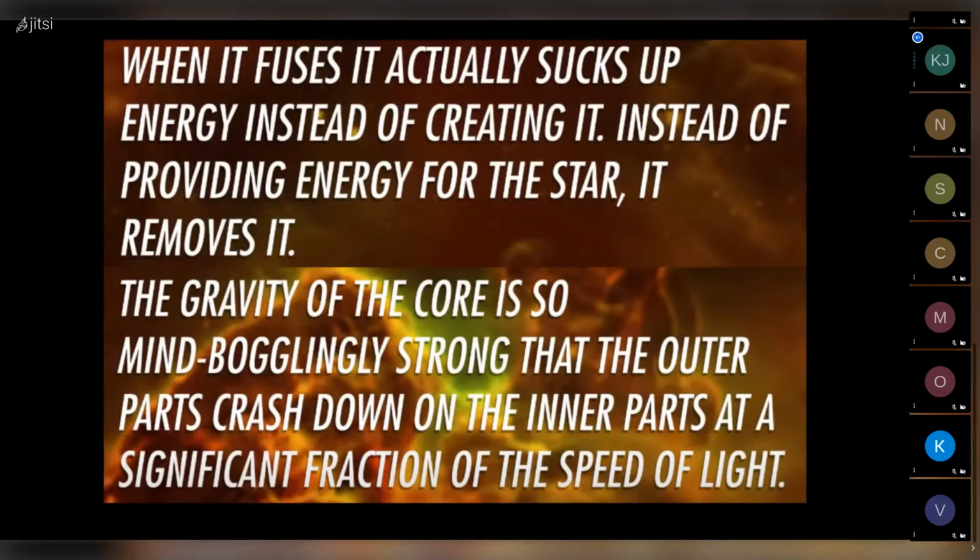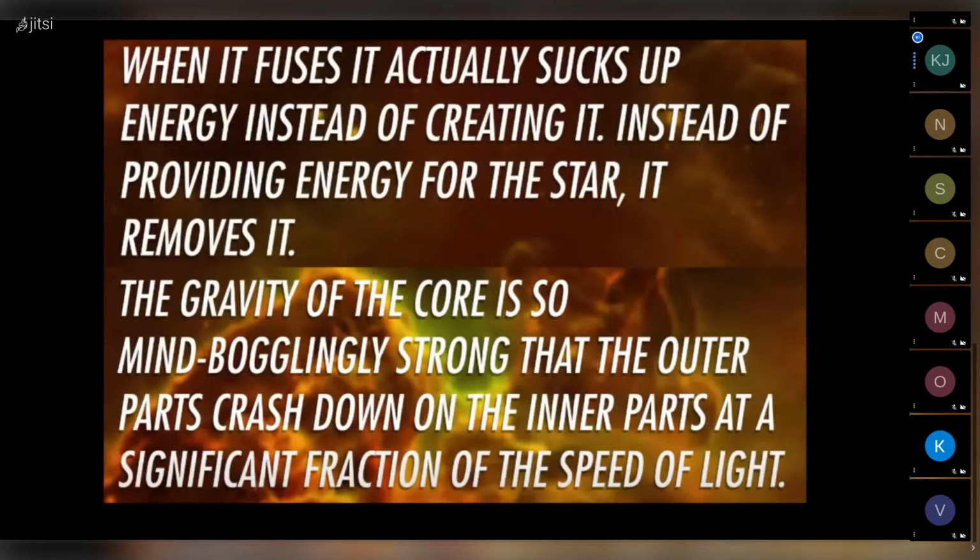The gravity of the core is so mind-bogglingly strong that the outer parts crash down on the inner part at a significant fraction of the speed of light. This slams down on the central core, collapsing it from several hundred kilometers across down to a couple of dozen kilometers across in just a few thousandths of a second. The star is doomed. Next slide.